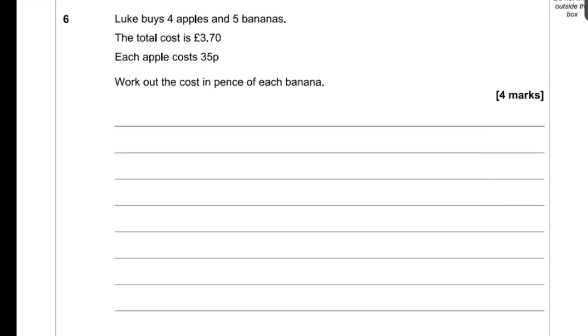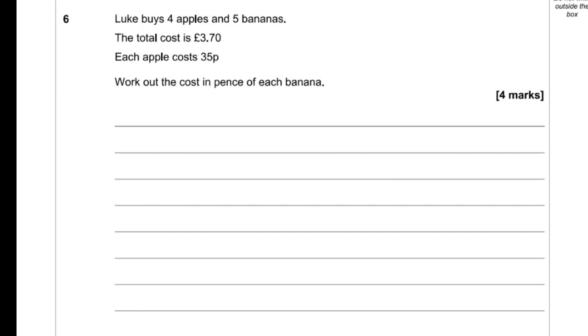Question number 6. So Luke buys 4 apples and 5 bananas. This is a 4-mark question. So let's just focus on the first step to begin with. The total cost is £3.70. Each apple costs 35p. Work out the cost in pence of each banana.